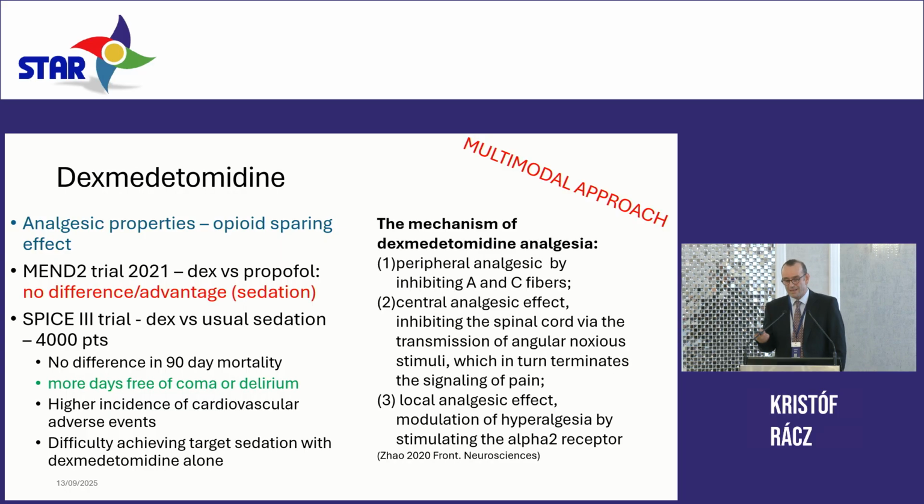There are different mechanisms of the DEX analgesia. It is inhibiting the A delta and C fibers in the periphery. There are central effects by inhibiting the spinal cord's pathways of the pain signals. And there are local analgesic effects too. They modulate the hyperalgesia.